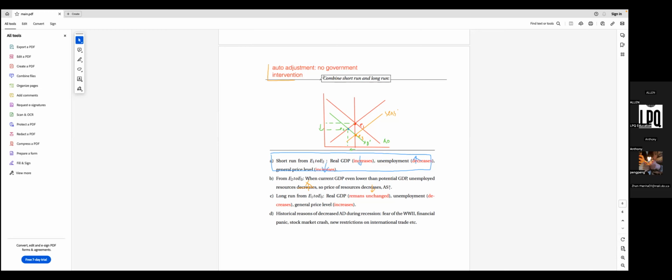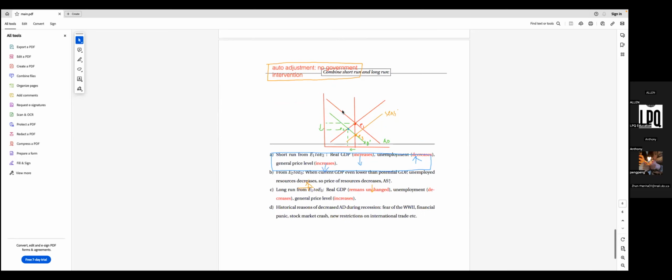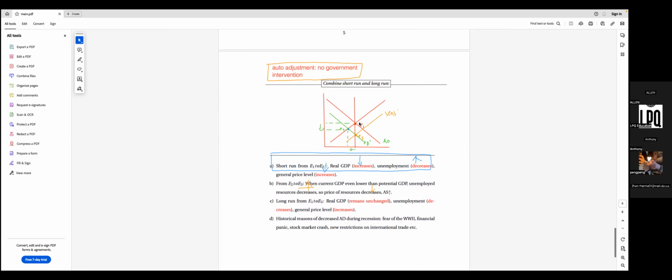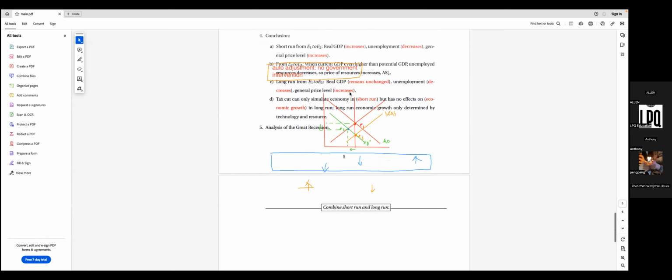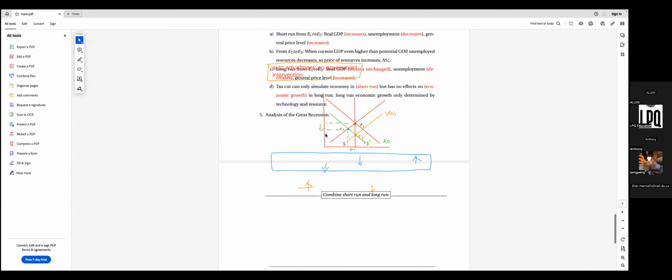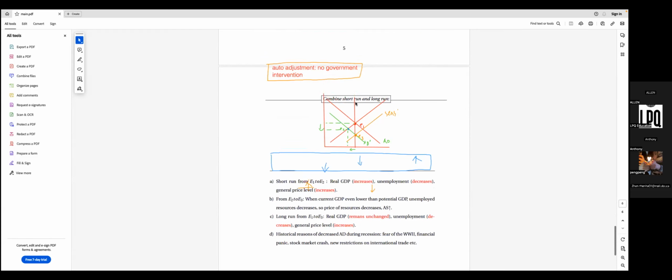Okay, once again, the overall process: the third graph, the last graph, and the graph we just finished. These two are a very important question that can be tested by the review examination. And these two are called automatic adjustment. One common feature is that so far, we didn't mention anything about a government.